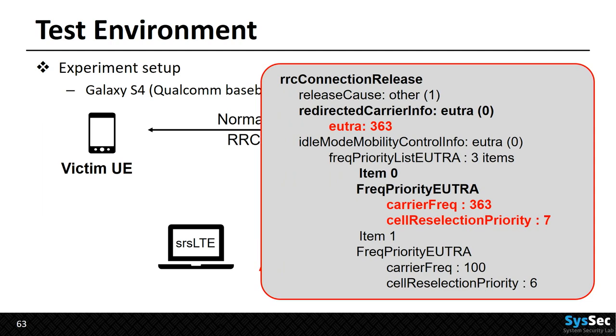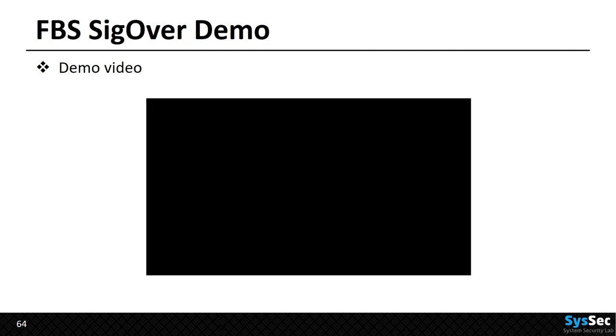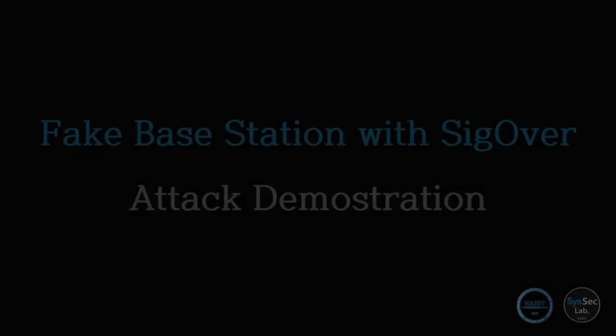At this time, the priority of the attacker's frequency is set to the highest to ensure that the victim definitely passes over to the fake base station. Here is the demonstration of the attack.